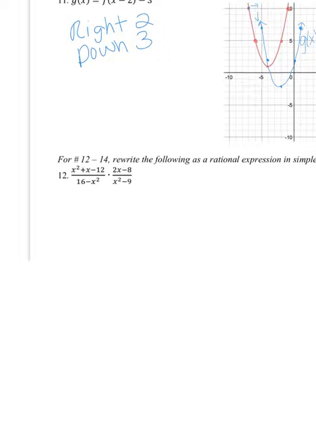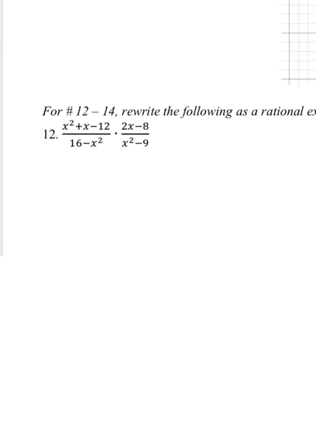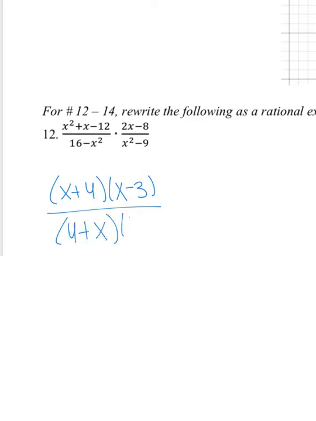12 through 14 is the rational expression, so only multiplying and dividing will be on your test. So the way that you are going to do this is multiplication for number 12. So multiplication, you just start off right away by factoring everything. So x squared plus x minus 12 should be x plus 4 times x minus 3 divided by 16 minus x squared, that's 4 plus x, 4 minus x, times 2x minus 8 is 2 times x minus 4. And then x squared minus 9 is x plus 3, x minus 3.